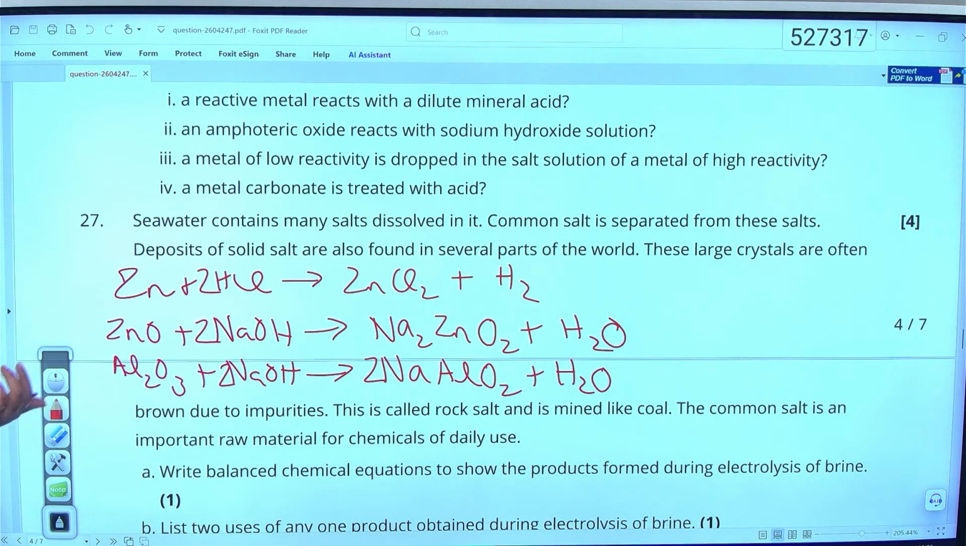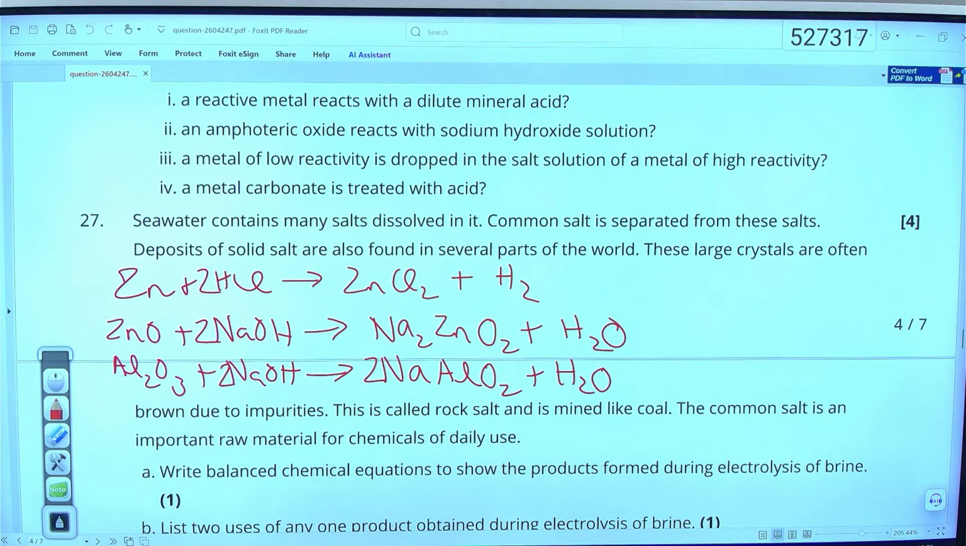A metal of low reactivity is dropped in the solution of metal of high reactivity. What will happen? What observation will you observe? That is the question. Here we have a metal salt of a highly reactive metal. If I drop a low reactive metal in it, what will happen?